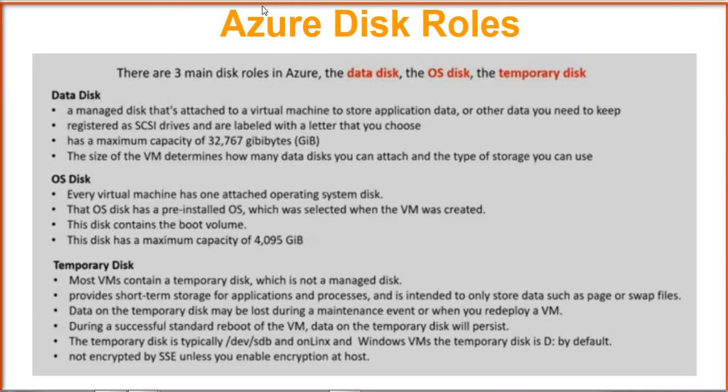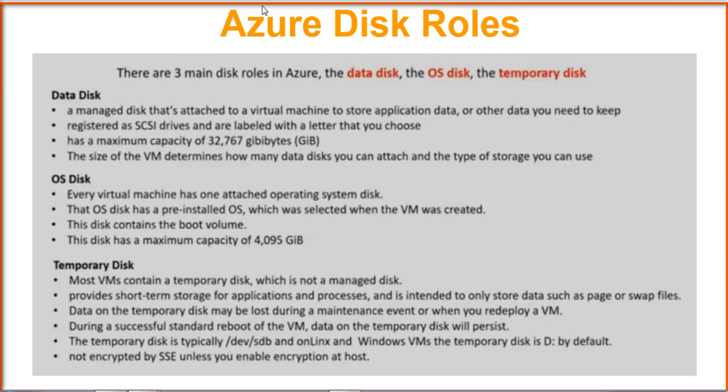It has a maximum capacity of 32,767 GB. So it is the maximum capacity. You can use that much space and you can store that much vast application data and other data. The size of the VM determines how many data disks you can attach and the type of storage you can use. So the size of the VM actually determines the number of data disks that can be added to the VM.